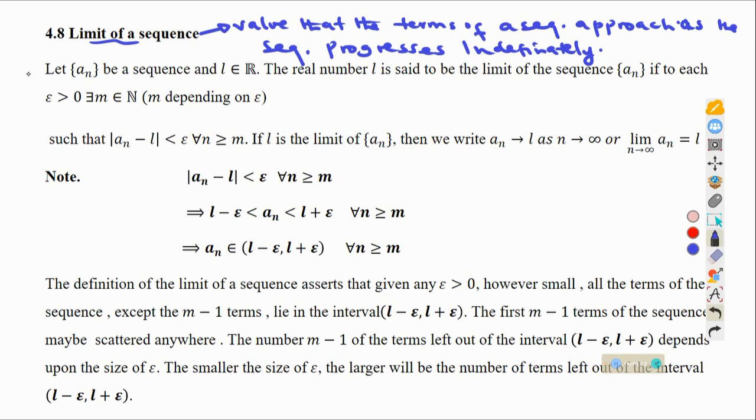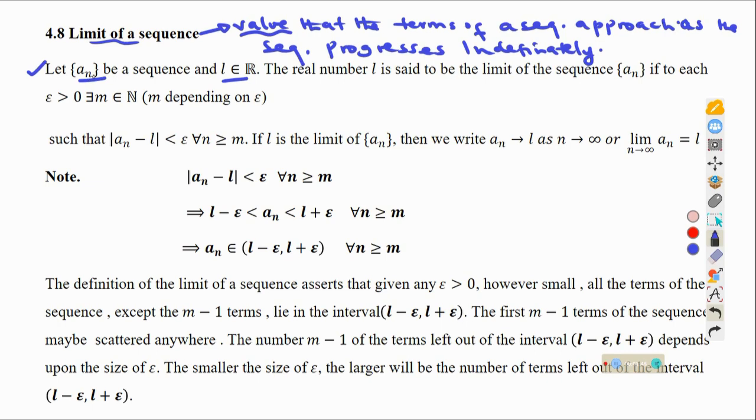So we can easily define the limit of a sequence as, for example, let us consider our sequence an, and let us have L as any number picked from the set of real numbers. So when will L be said to be a limit of a sequence? If L is that value which the terms of the sequence approach as the sequence progresses indefinitely, we shall call L the limit of a sequence.